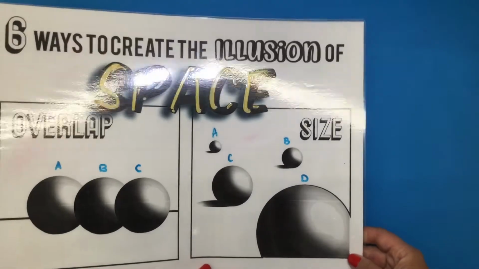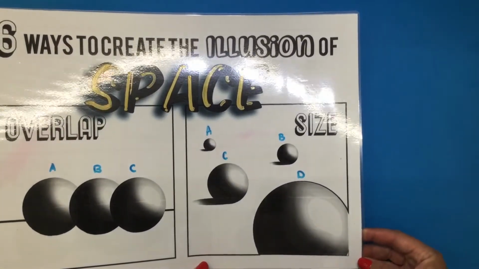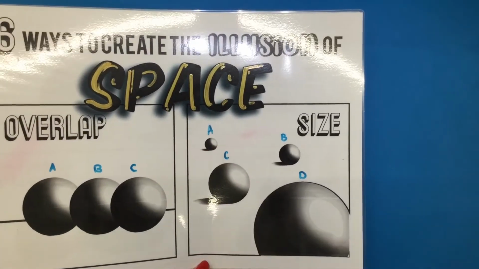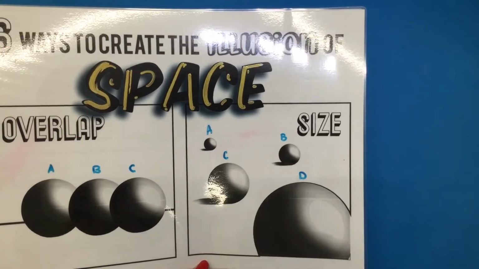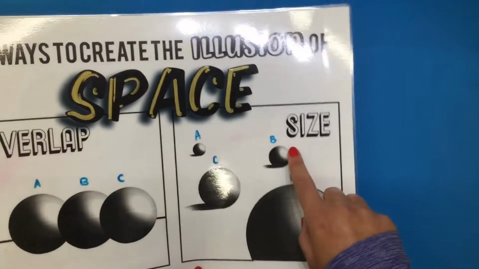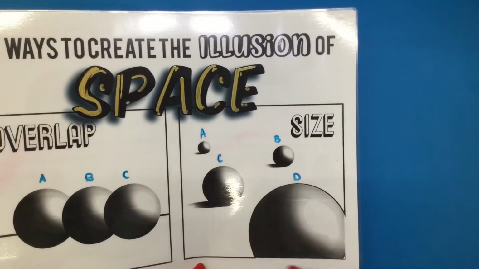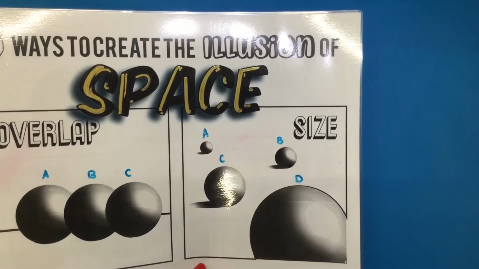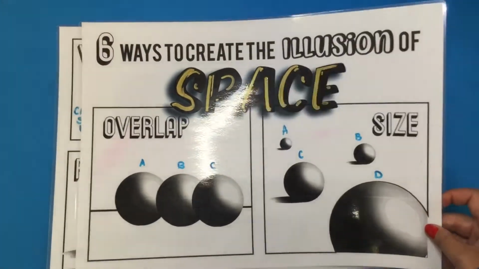How about these? Which letter do you think is furthest away from you? If you guessed A, you're correct. Now, which one is closest, though? You're right, D. The reason is because they have different sizes. D is really big. A is very small. That makes it look different depths away from us.